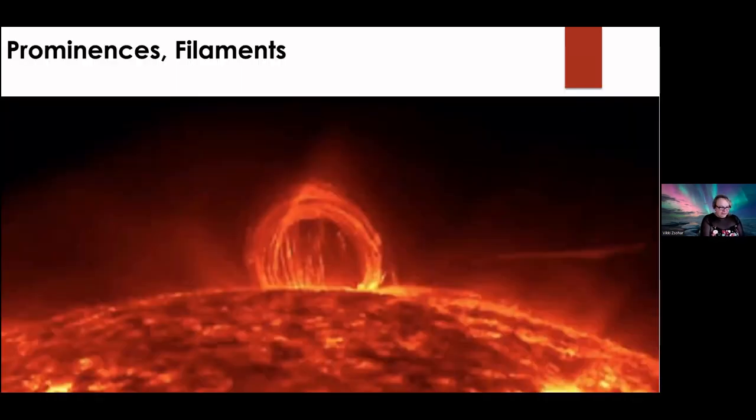Prominences and filaments. There are three main types of solar storms. One is solar flares. There are coronal mass ejections and solar radiation storms. So again, solar flare, coronal mass ejection, and solar radiation storm. When we talk about prominences and filaments, basically they are in the category or subcategory of solar flares.